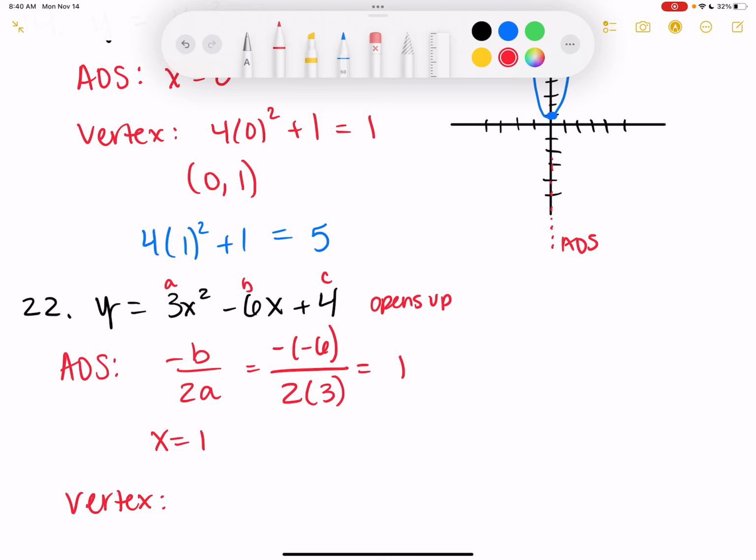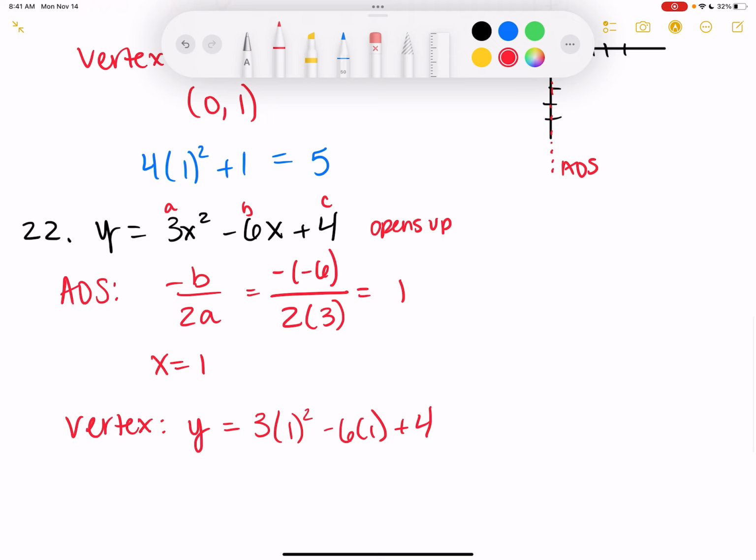For the vertex, I plug in 1, so y equals 3 times 1 squared minus 6 times 1 plus 4. So 1 squared is just 1 times 3 is 3. -6 times 1 is -6 plus 4. So that's going to end up being 1. So my vertex then is at 1, 1.